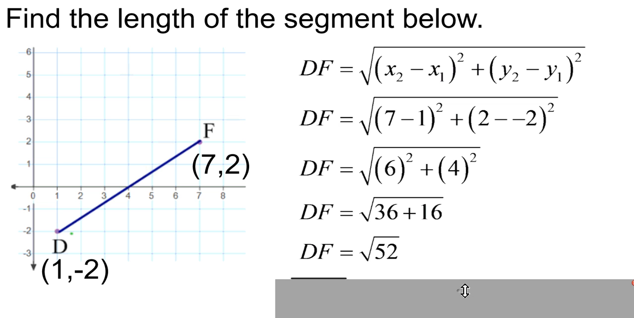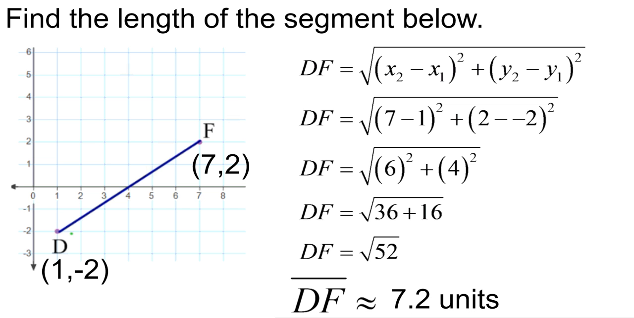If we wanted to get the decimal approximate, we could use the calculator and say it's about 7.2 units, but both of these would be fine. I personally would leave it as the exact value right now as opposed to the decimal, but again, they're approximately the same.